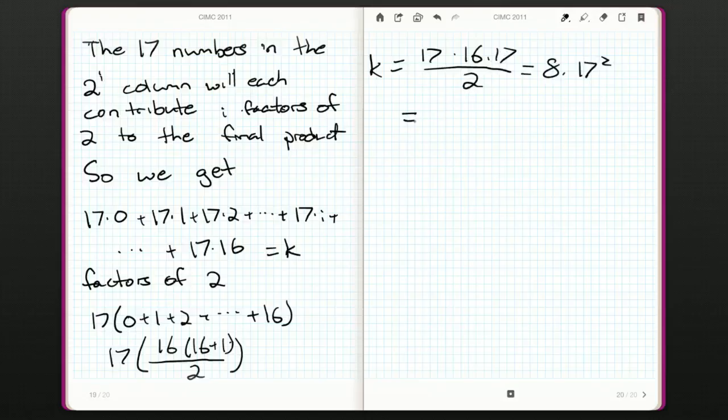And we can punch that in on a calculator, or if you're lucky enough, you can do that in your head. And we get 2,312. And that's our final answer. That's what we would put in the box. And we can make a little note if we wanted to.